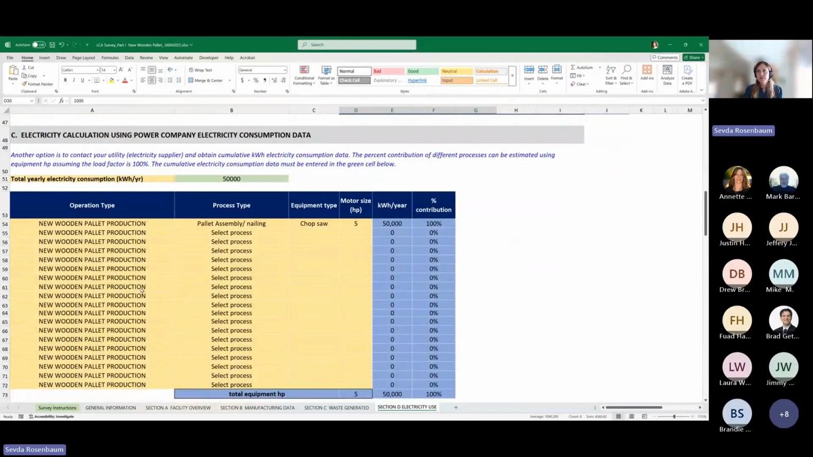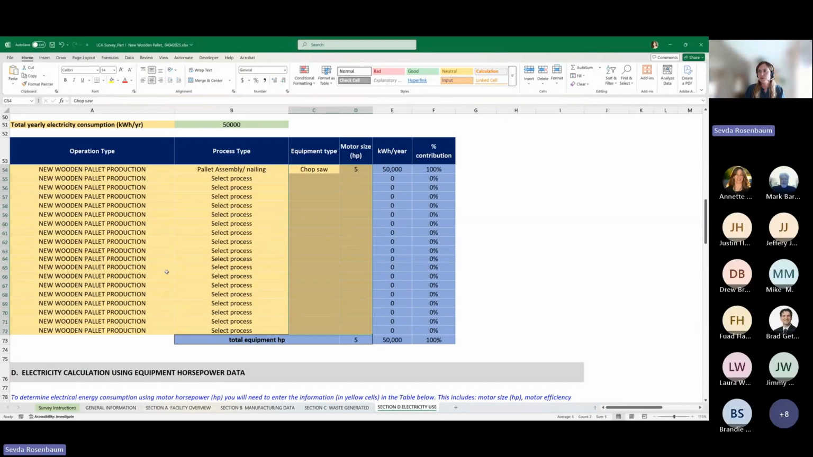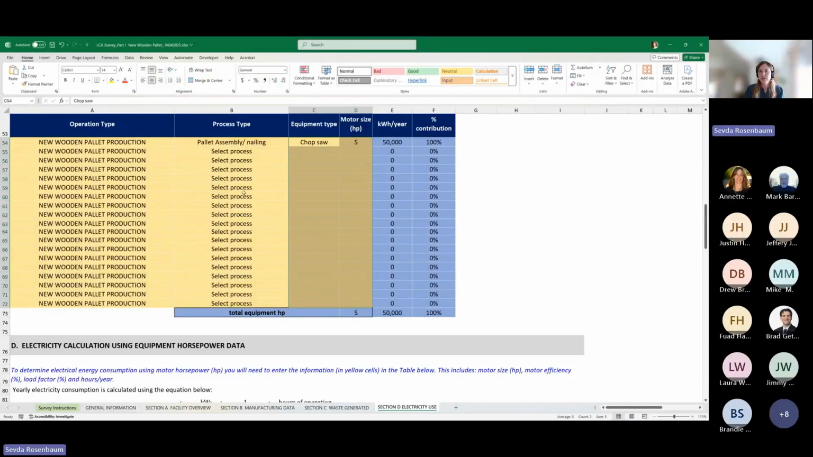This is similar to the previous method, but you will provide your annual electricity consumption here, and then you're going to provide information on each equipment you have along with the size of the horsepower of the equipment. And then this will automatically calculate the contribution to the electricity consumption. It's a rough calculation, but based on the annual consumption and horsepower of the motor, it's going to calculate the percent contribution for each unit process.